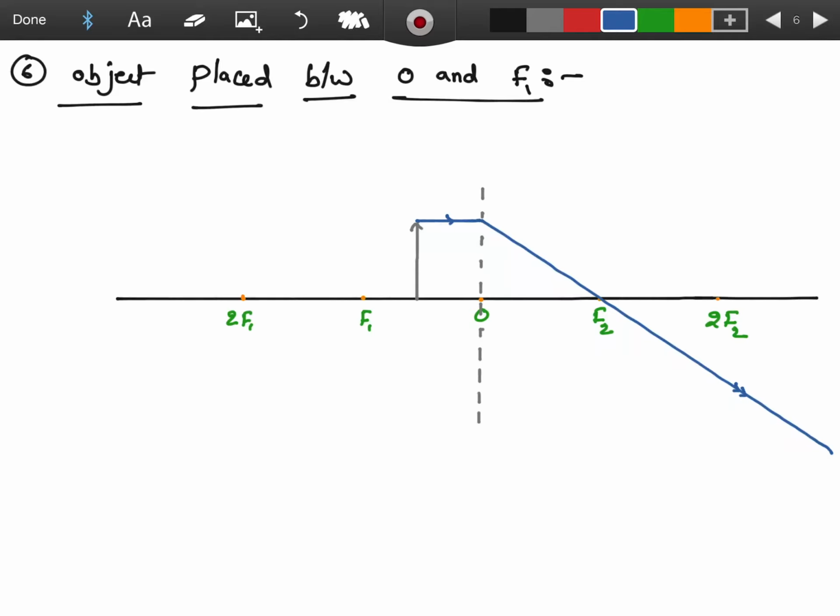Next, second light ray, the light ray which is passing through optic center, after refraction there is no deviation, it will go straight. This is the incident ray, this is the refracted ray. See, these two refracted rays won't meet on the other side, your right hand side. If you extend them back straight, these two light rays appear to be coming from one particular point, like this.